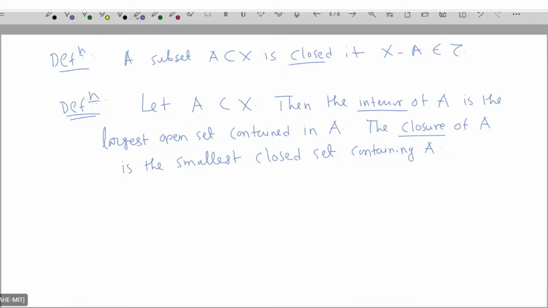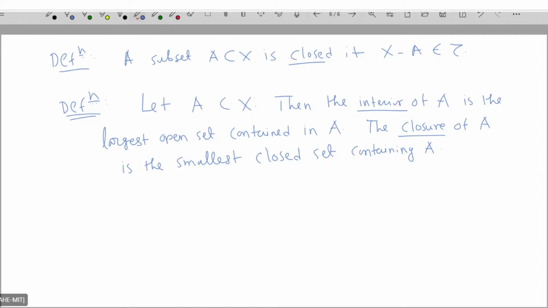So interior is inside of A, but the closure is containing it. So whatever closed sets you have containing A, if you now take the intersection of all those closed sets, it will be a closed set. Why? Why will the intersection of closed sets be a closed set? Not for finite intersection only. Whatever arbitrary collection of closed sets you have, if you take the intersection of all those closed sets, you will get a closed set.